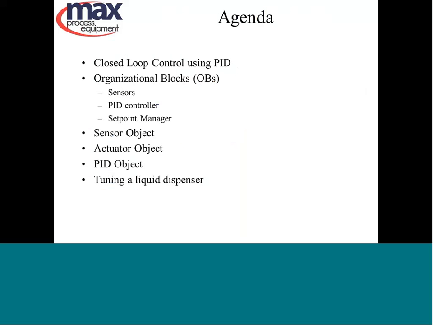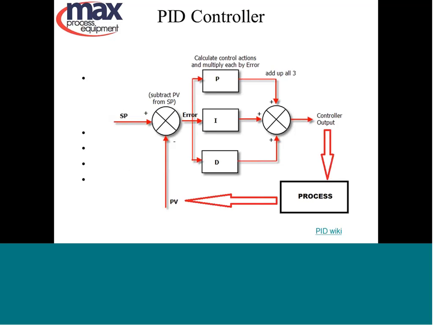So the agenda today: we're going to take you through the process of building and optimizing PID control on a polyurethane processor using Siemens TIA Portal. It's going to include using organizational blocks, specifically cyclical interrupts. We're going to need a sensor object, an actuator object, and the TIA Portal PID object. And then finally, show the results from tuning an actual liquid dispenser.